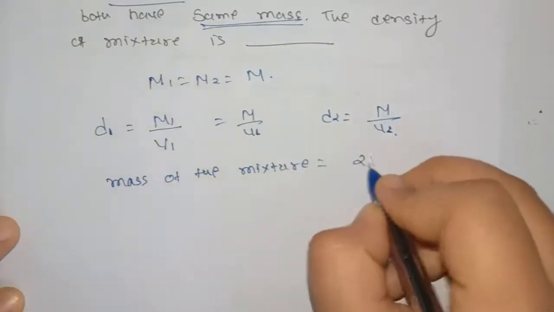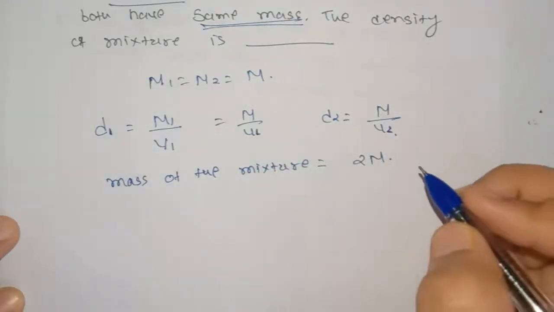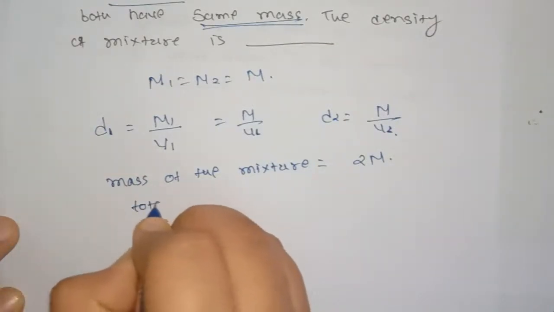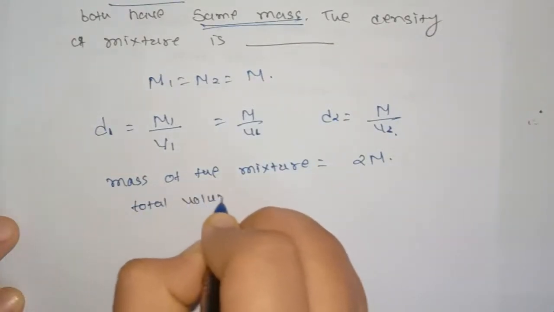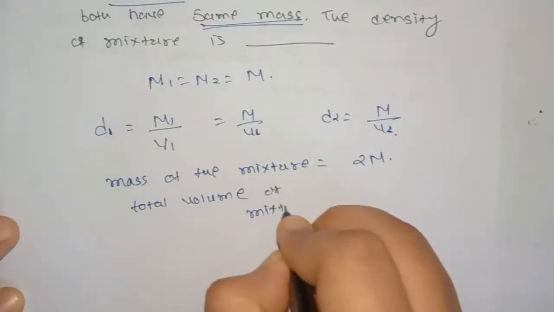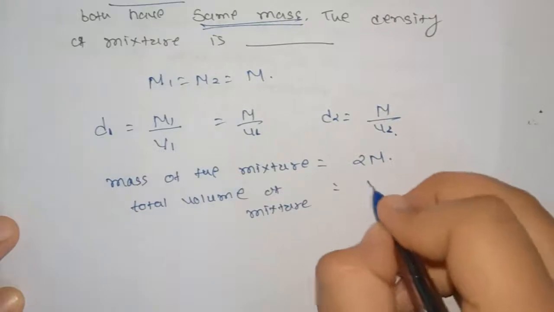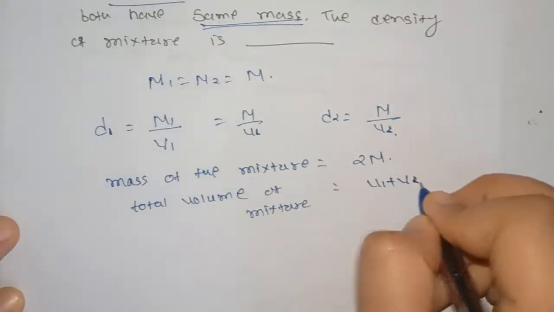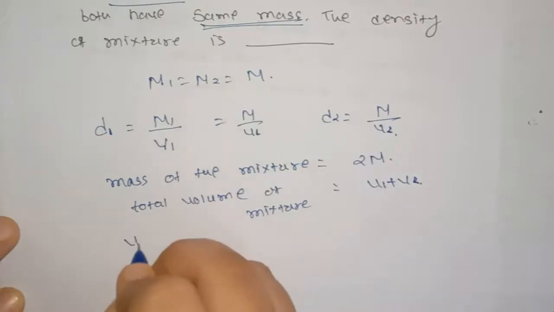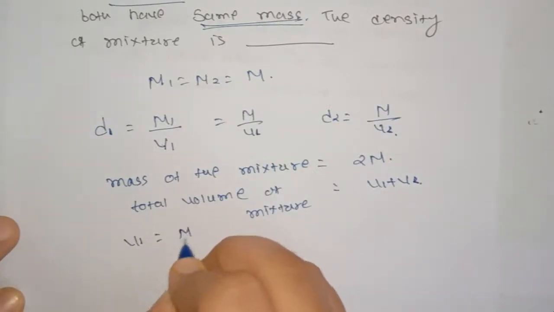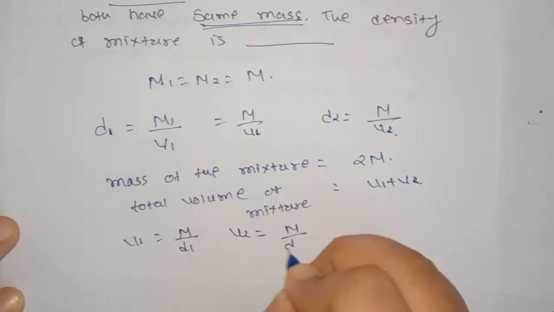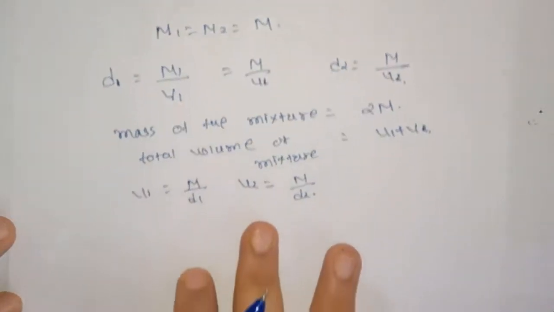When they are mixed together, the mass of the mixture will be equal to 2M, and total volume of mixture will be equal to V1 plus V2. So let us find V1 and V2 from this equation. So V1 will be equal to M upon D1 and V2 will be equal to M upon D2.